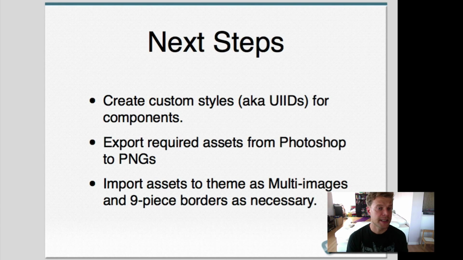So the next steps we have to do is we start adding UI IDs, which are like CSS classes, to all of our components that need to be styled. And this will allow us to target those components from the theme editor or resource editor to specify things like the padding and the colors and background images and all the other things we need to do to style it. We also need to export assets from our Photoshop file into PNGs that we want to use. These are like images for the buttons. And in some cases, we need to export assets that we're going to turn into borders also.